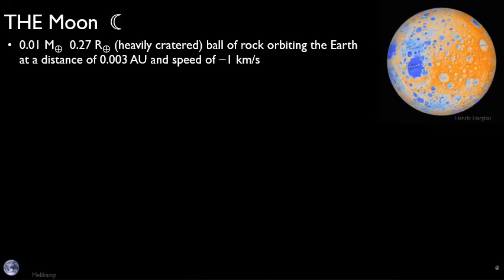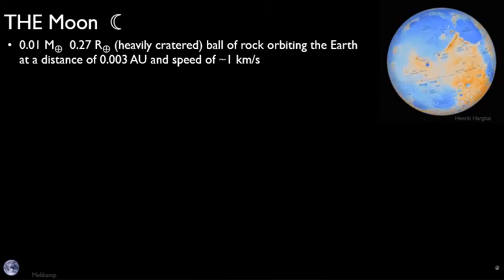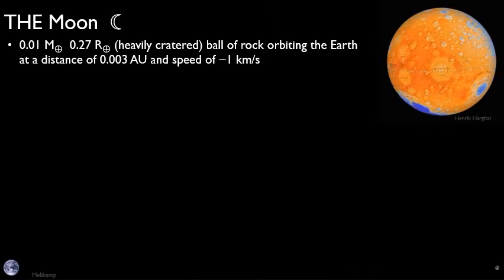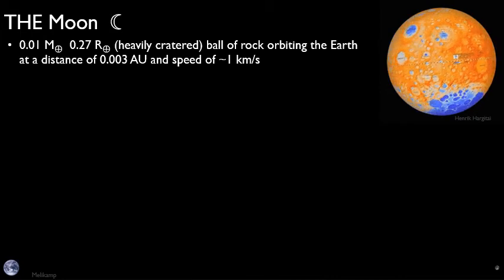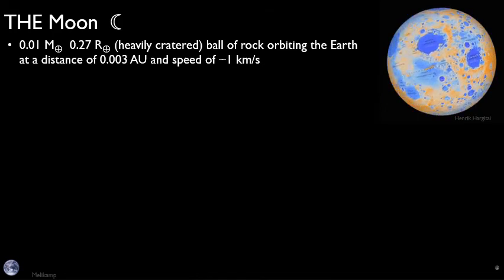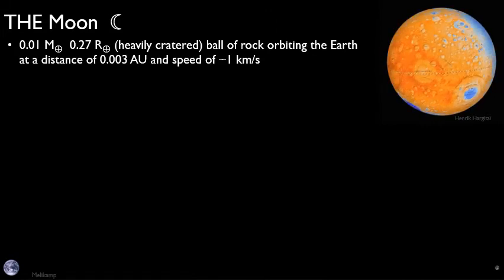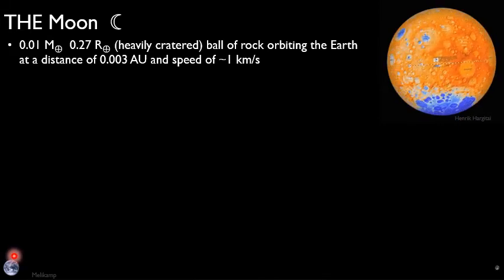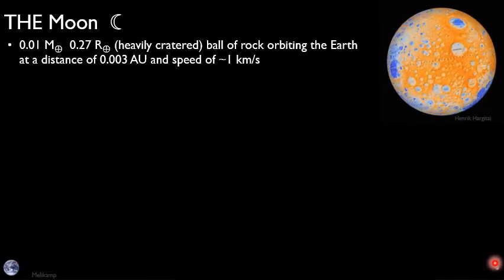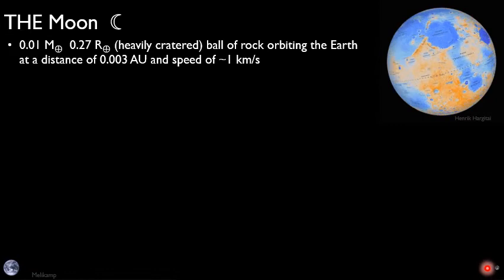The moon, all natural satellites of planets are called moons, but ours is just the moon. Sometimes people call it Luna to distinguish it from other moons. It's only 1% of the Earth's mass and 1/3 of its radius. It's heavily cratered, right, looking at it. And relatively speaking, it's pretty close to the Earth in terms of the Earth to Sun distance. However, if you look at the relative sizes down at the bottom here, here's the Earth and here's the moon. And the scale here is accurate. And so you can see it's still pretty far away.